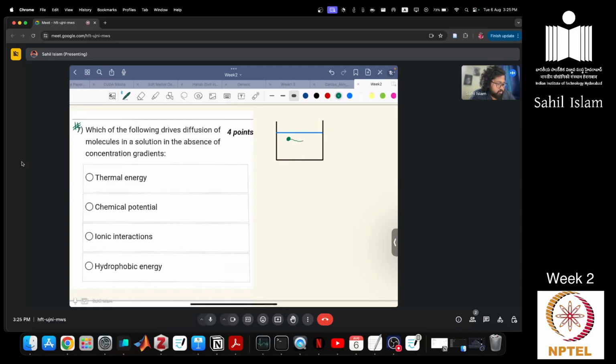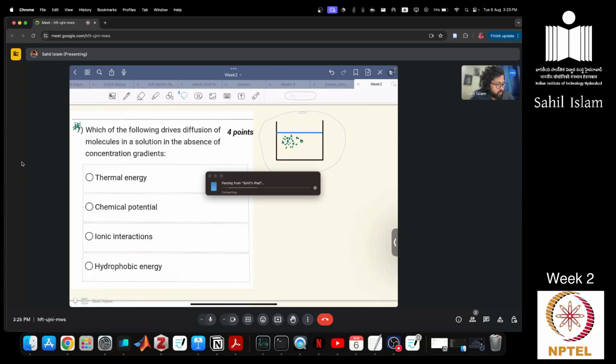molecules diffuse from a higher concentration region to a lower concentration region. Let's say initially the molecules are highly concentrated like this, it was around here, and eventually via diffusion the whole thing homogenizes.